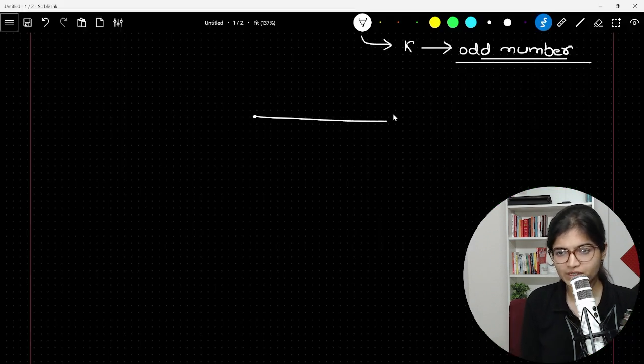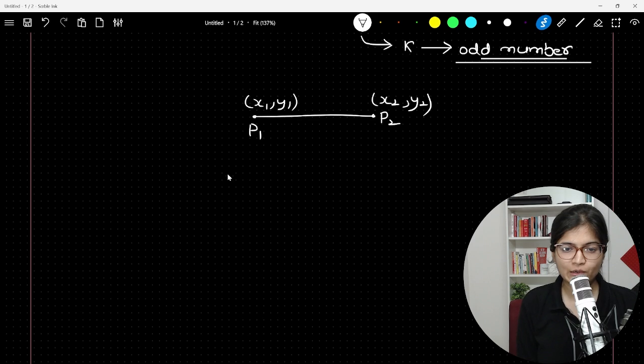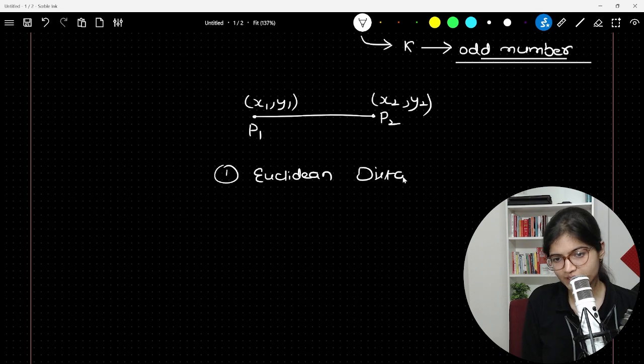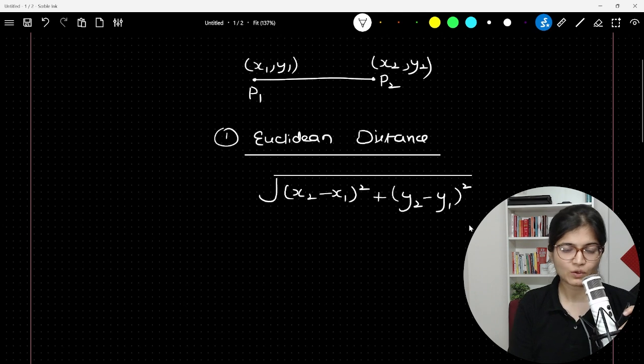So what we are talking about is we have two points, right? P1 and P2. Let's say P1 has the coordinate x1 comma y1, and P2 has the coordinate x2 comma y2. So one way could be the Euclidean distance, where, as we have seen, the Euclidean distance is the square root of the difference between x2 and x1 whole square plus the difference between y2 and y1 whole square. So this is one of the ways.